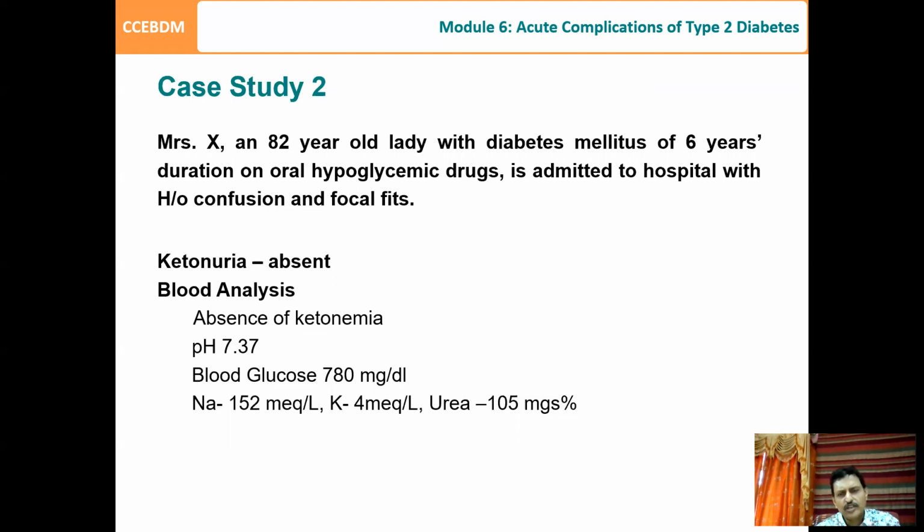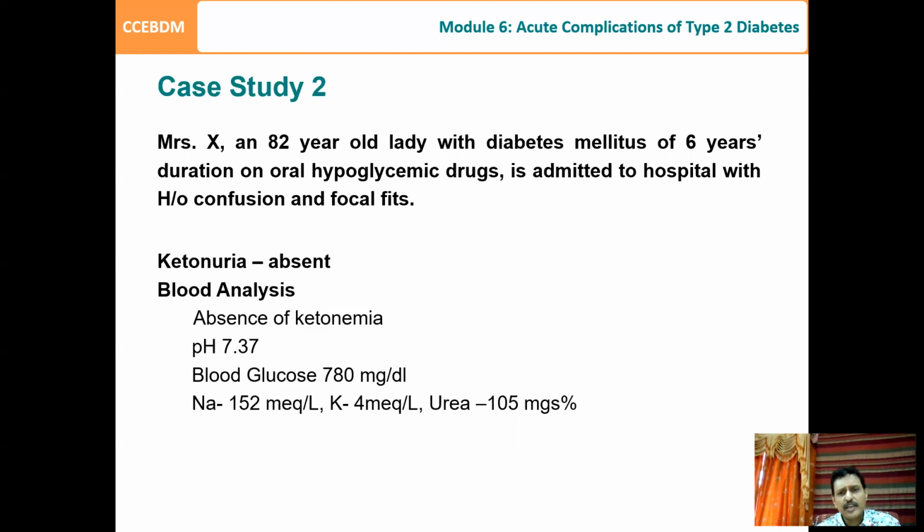The pH level is usually above 7.3. There may be slight reduction in the pH, but it usually doesn't go below 7.3. So there is not much acidosis and there is no ketonuria. So there are two important differences between the two. One, that there is no ketonuria and there is no acidosis. So even if there is some degree of acidosis, it is not below 7.3.